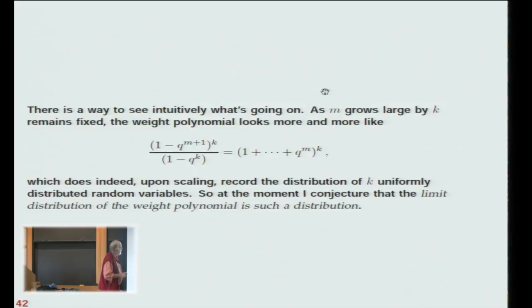And the reason is because what happens is, as m gets large and k remains fixed, the whole polynomial looks like this. I mean, you have all these powers of q, right? q to the m plus 1, q to the m plus 2, up to q to the m plus k. But as m grows, they all sort of compress together. So what you're looking at is this.